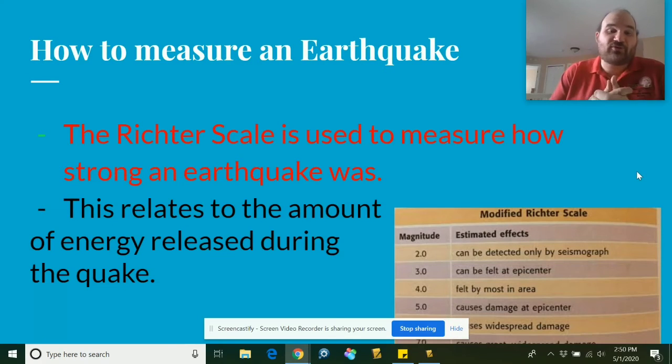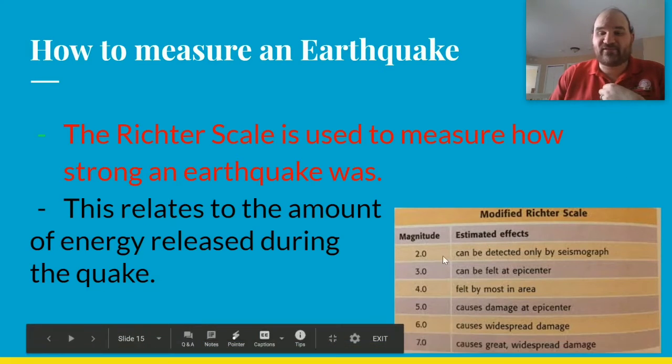Okay, so how do we measure an earthquake? We know that we measure it with a seismograph, but the actual measurement is going to be the scale that was designed by a scientist named Richter. The Richter scale measures how strong the earthquake was. Can it be detected by only a seismograph? Is it a very light earthquake like a 2.0? Is it causing great widespread damage? It's going to be a 7.0, very strong.